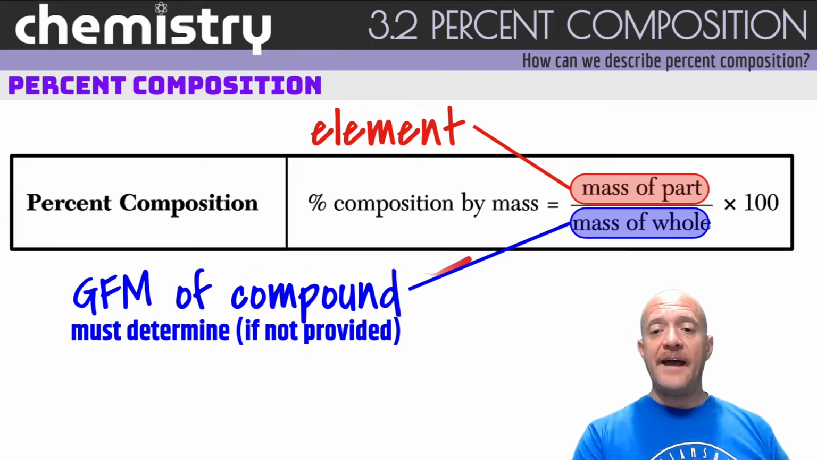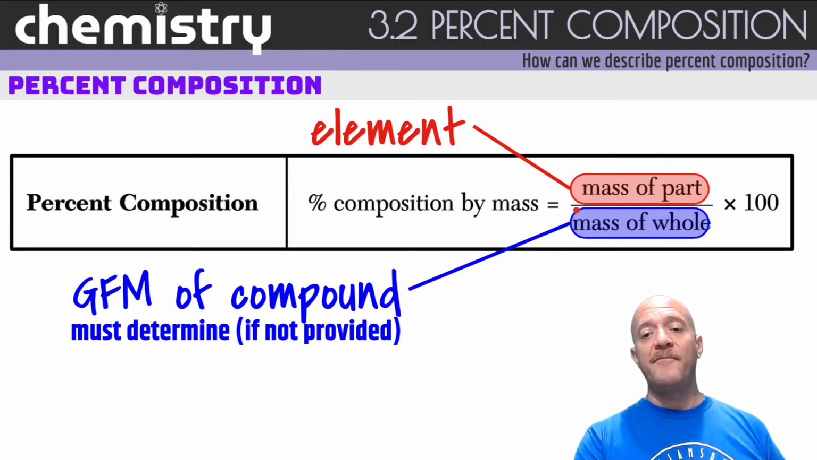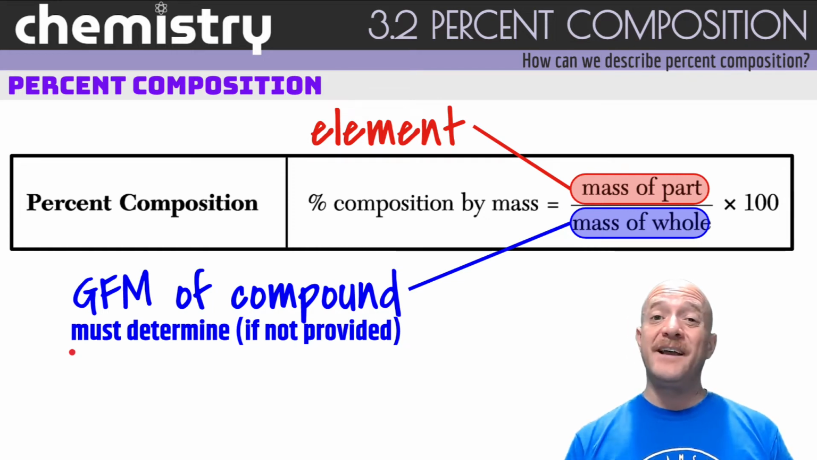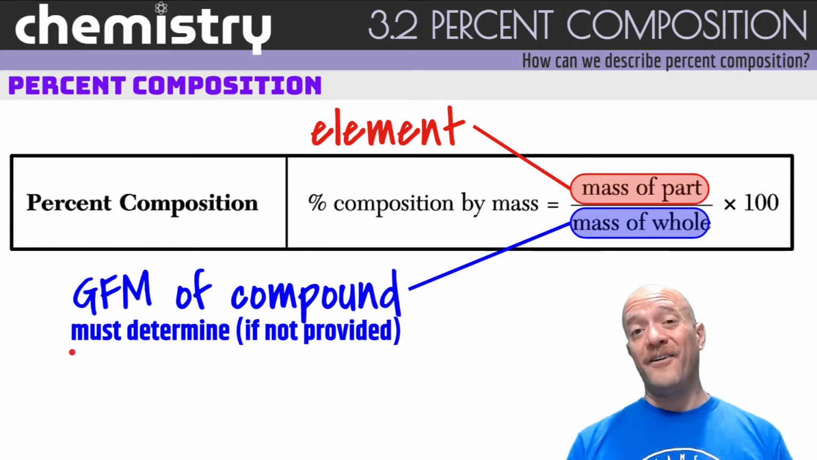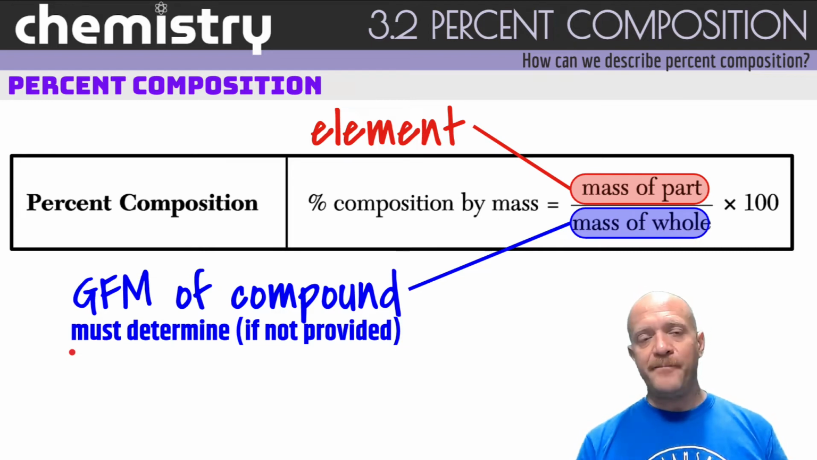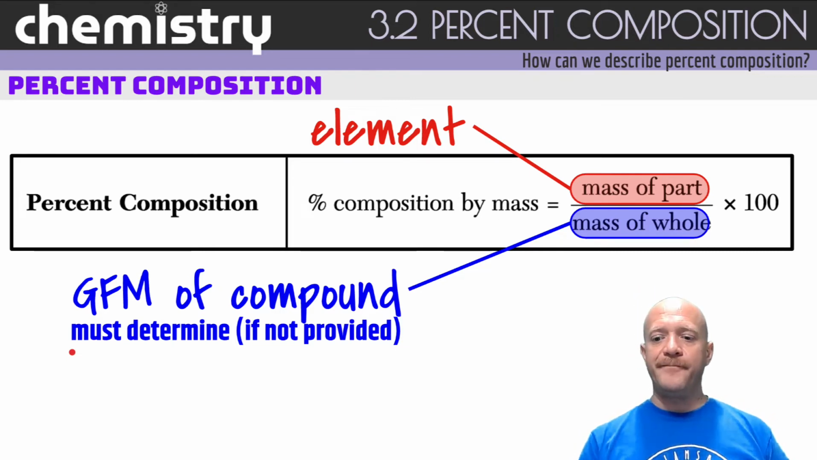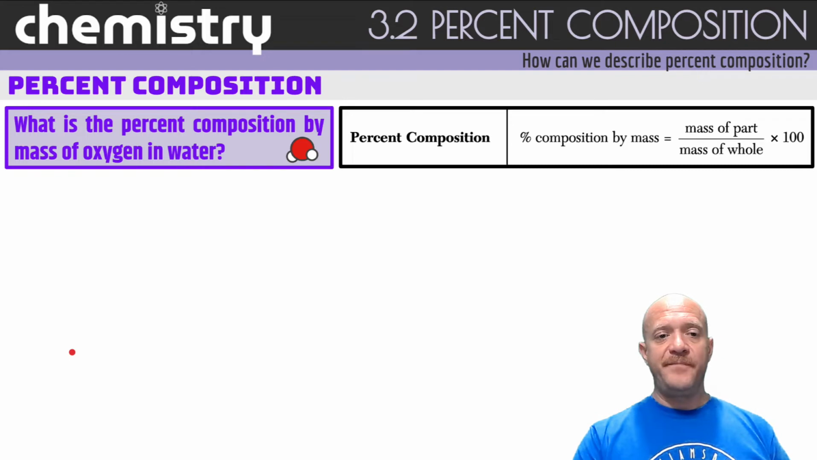So we have the element, that is the part, and then we have the entire gram formula mass of the compound. And a lot of times they will provide it to you, especially if it's a really complicated one. But sometimes you may have to calculate it yourself. It's just an added step, but you should already know how to do that. So here's a practice. What is the percent composition by mass of oxygen in water?